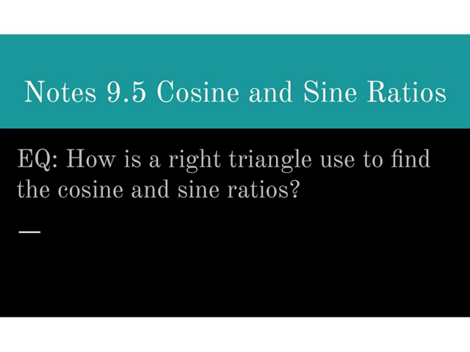So now that we know tangent, we can learn cosine and sine ratios. They use the same concept with the opposite, the hypotenuse, the adjacent, having to figure out which angle you're in relation to. They just have different ratios. So make sure you write down your essential question, etc.